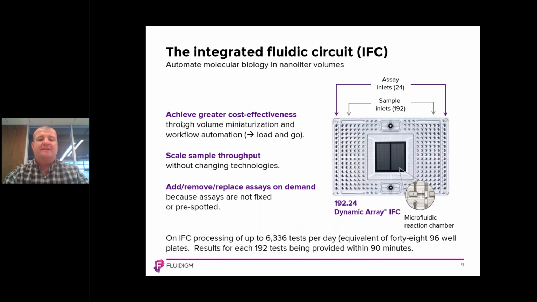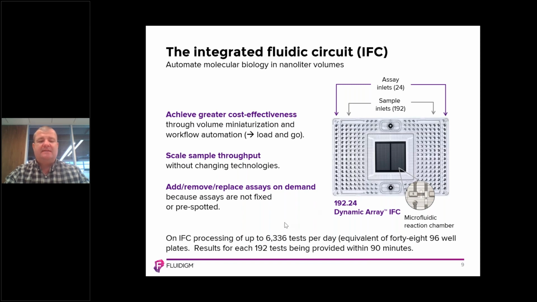And lastly, we can add, remove, replace assays on demand. These integrated fluidic circuits arrive in your lab empty. They're not pre-spotted with assays. We do not lock you into a panel, and we do not lock you into a chemistry. You can put what you want on those chips. So this whole process of the 192.24 IFC enables the automation of molecular biology in nanoliter volumes.